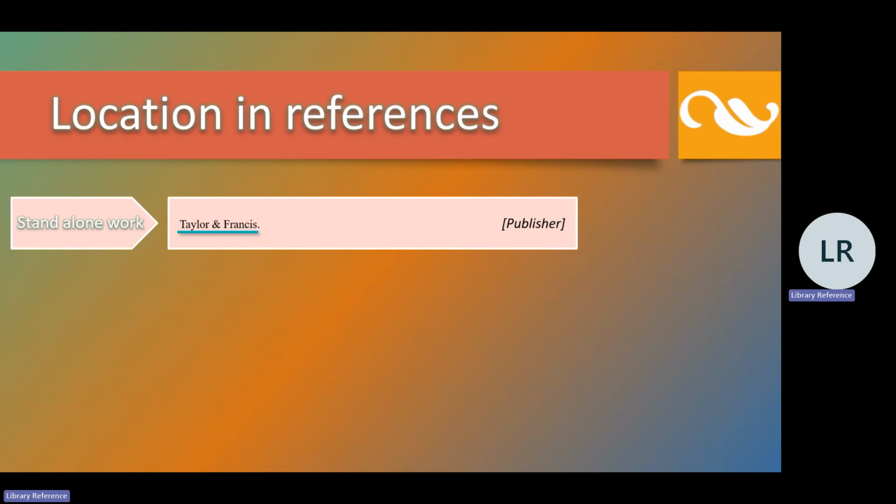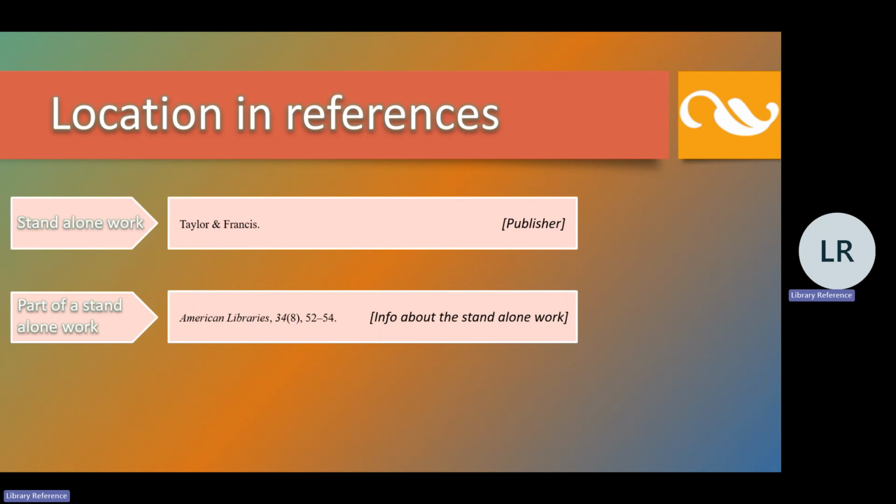If we are citing a part of a standalone work, for instance, an article in a magazine, in that case, the location will include information about the magazine, about the standalone work. So in our example here, this information will include the name of the magazine, American Libraries in italics, comma, the volume number in italics, the issue number in parentheses, comma, and the page numbers where the article actually appeared.